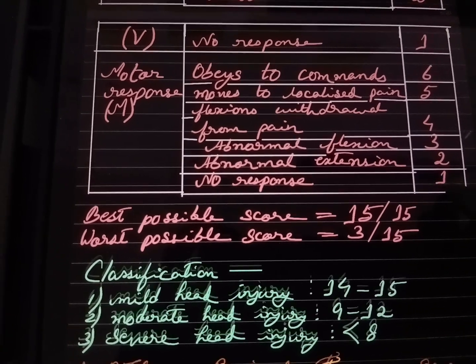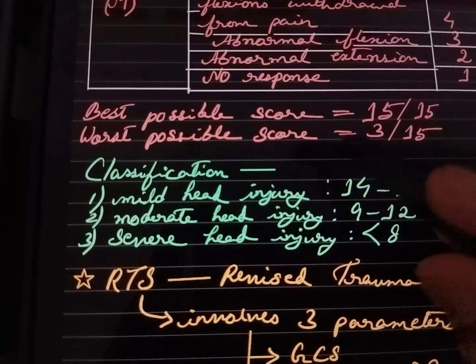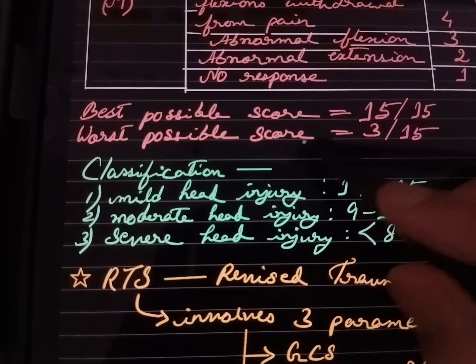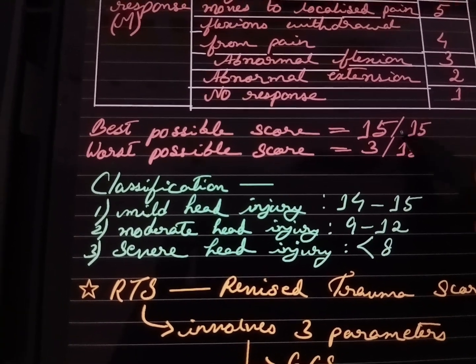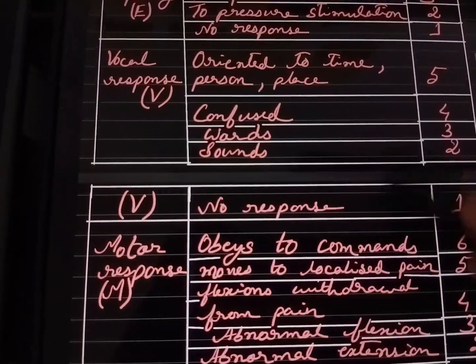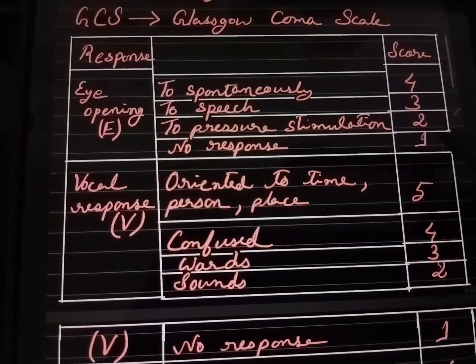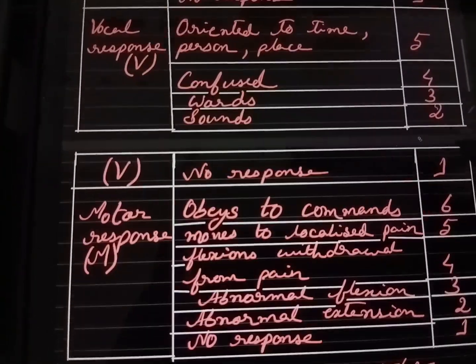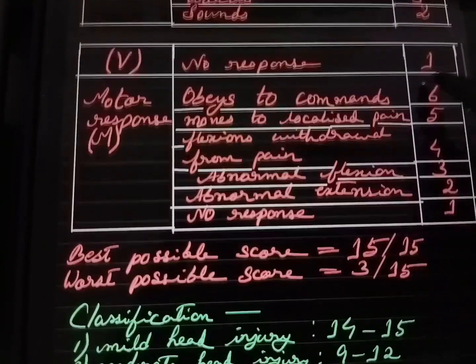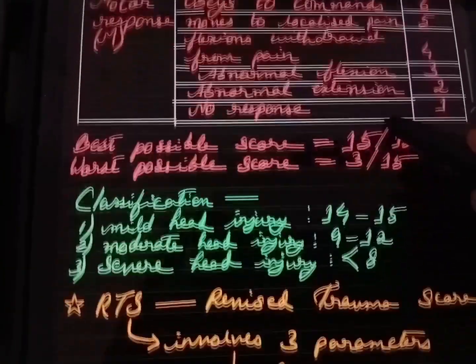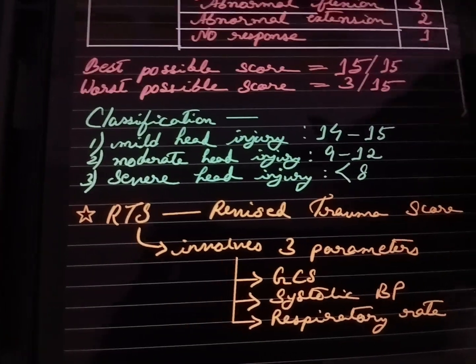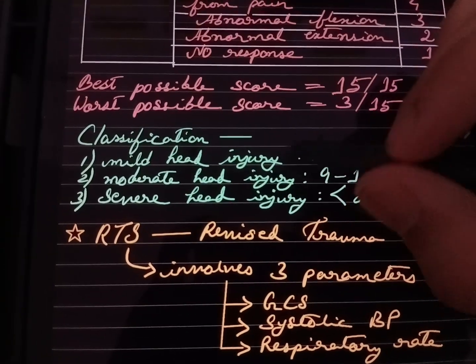So remember, the best possible score is 15 by 15, obviously, and the worst possible score is 3 by 15, not 1 by 15. Remember that, because in eye response no response is 1, in vocal response no response is 1, and in motor response also no response is 1. So 1 plus 1 plus 1 is 3. So 3 by 15 is the worst possible score. This is all about disability.